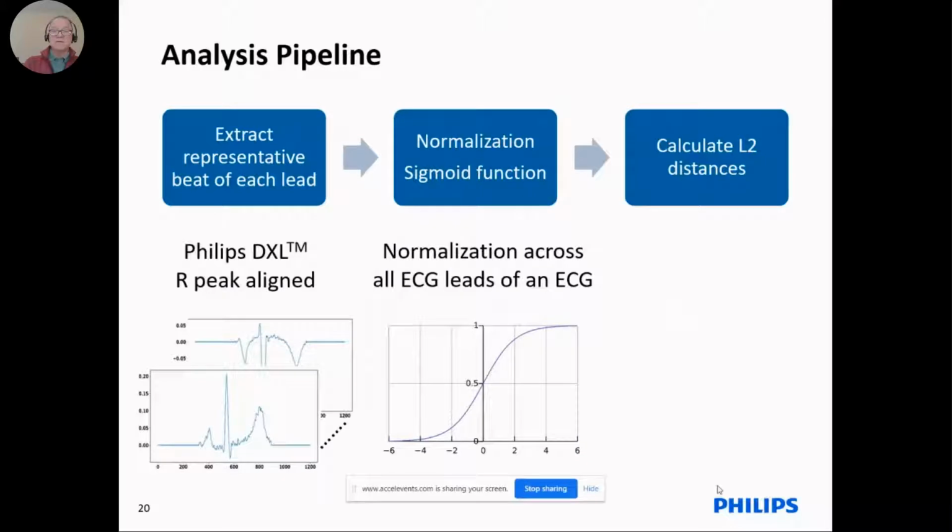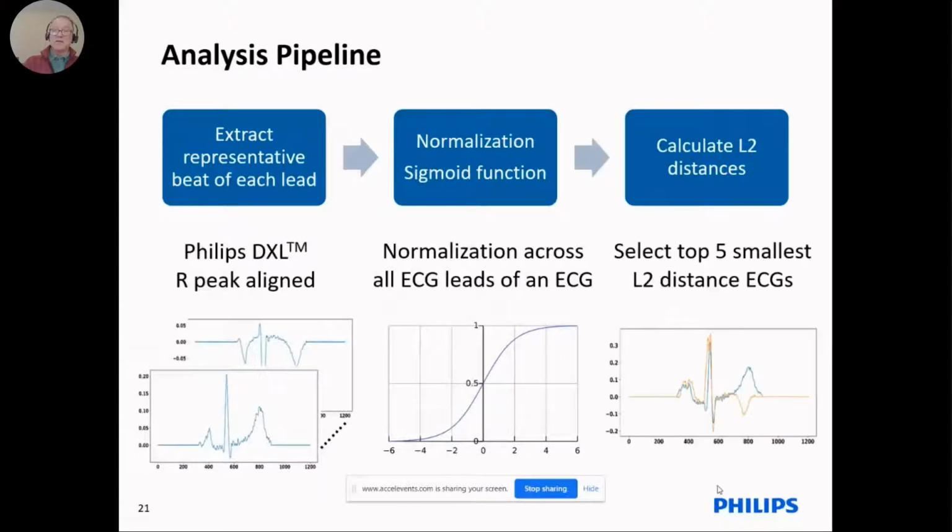Then we normalize each lead in amplitude, and then we apply a sigmoid function to squash the higher amplitudes. And then finally, we look through the database and we calculate the L2 distance between the signal that we have and the other signals in the database. Of course, there are ways to speed that up, but the simple way to view it is we look at every ECG in the database, we calculate the L2 distance for the lead we're looking for.